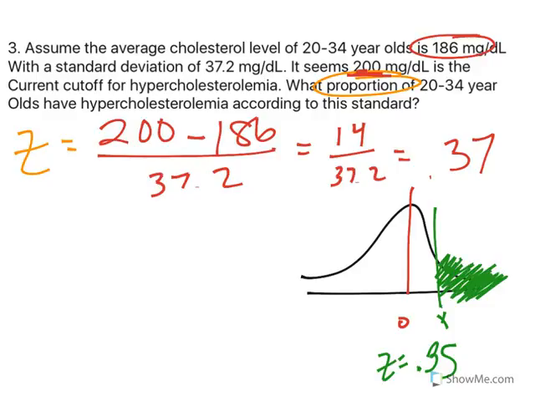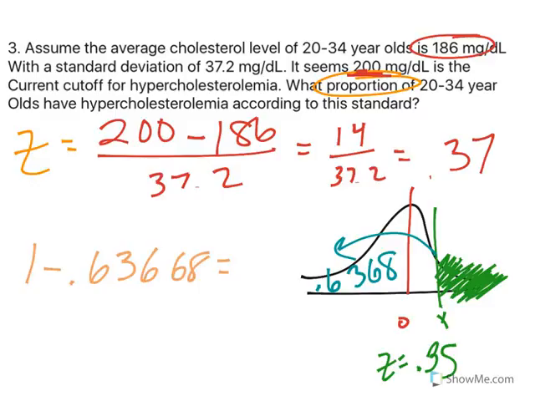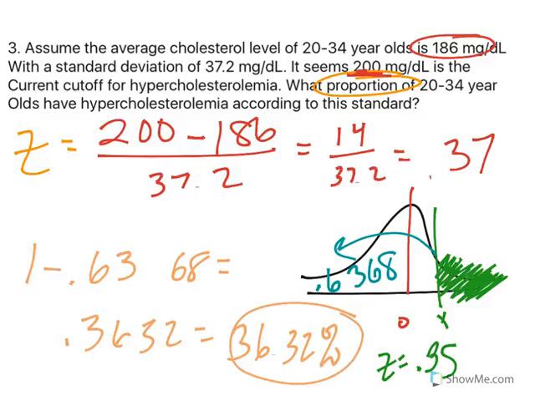Now, when you look up 0.35 on your table, it's going to spit at you a value of 0.6368. But remember, that's area to the left of your z-score. So to find the area on the right, we're going to take 1 minus that value, 0.6368, and that means we have a 0.3632, which is 36.32% of people 20 to 34 have high cholesterol. I am not one of them. Are you? Ooh, we just got deep.